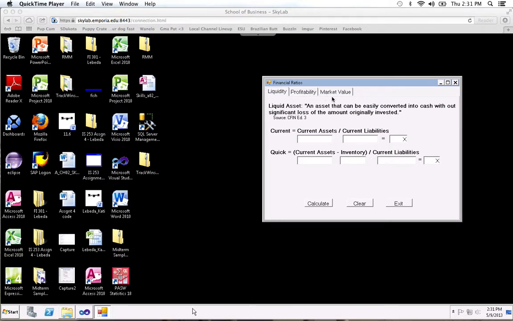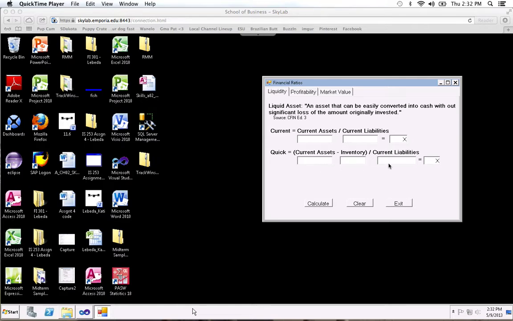We will start with liquidity ratios, and the definition for that is an asset that can be easily converted into cash without significant loss of the amount originally invested. And that is from our book. The two liquidity ratios are current and quick, as you see here. The application provides the equation right here and then has the boxes below to input the data.